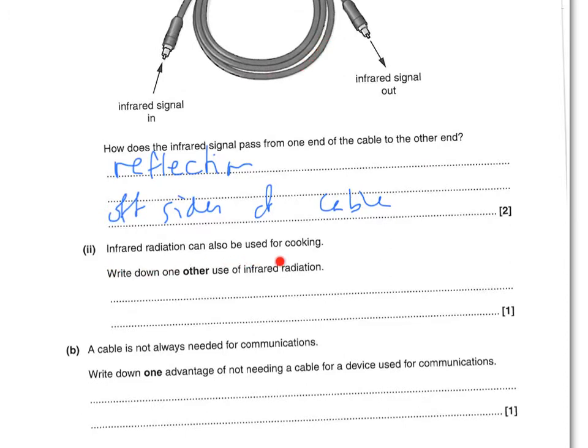Infrared radiation can also be used for cooking. Write down one other use of infrared radiation. So any one of these, you could say remote controls, you could say links between computers or printers or mobile phones, you could say motion sensors, you could say infrared cameras, or just cameras. You could say telescopes that detect heat. You could say infrared telescopes. You could say lasers. You could say TV or DVDs or garage doors or car locks. Any of those will get you that mark.